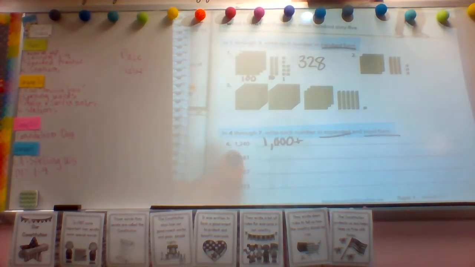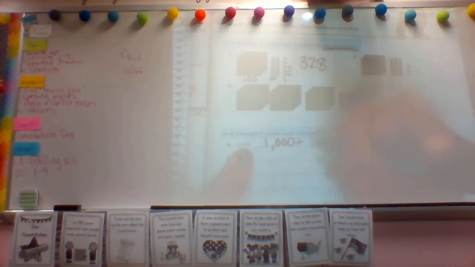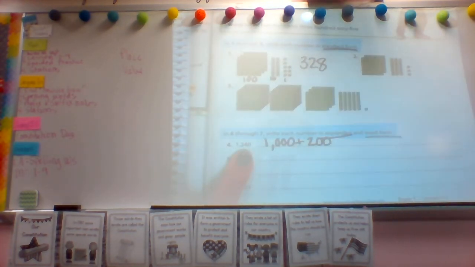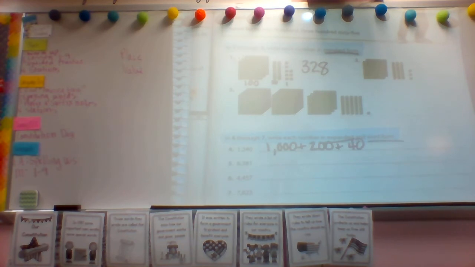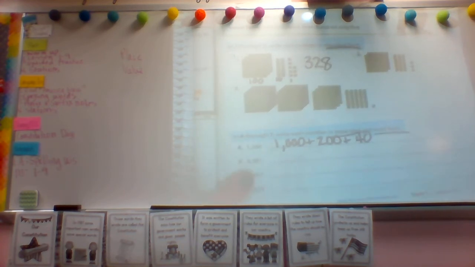And then they're going to write an addition or a plus sign. They're going to move 1 digit to the right and ask themselves what the value of the 2 is. The value of the 2 is 200. Moving to the right, the value of the 4 is 40. And then we have a 0 in the ones place, so in this case we don't have to write anything for that. Okay? I'm going to do the same thing on number 5, and then we'll do word form.